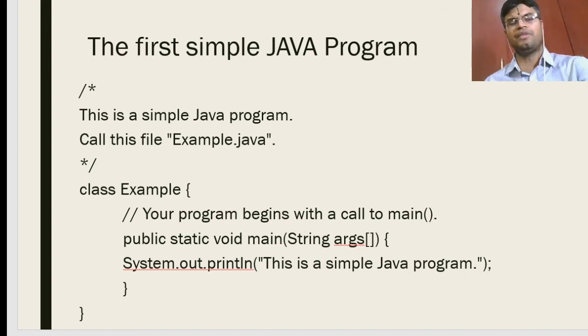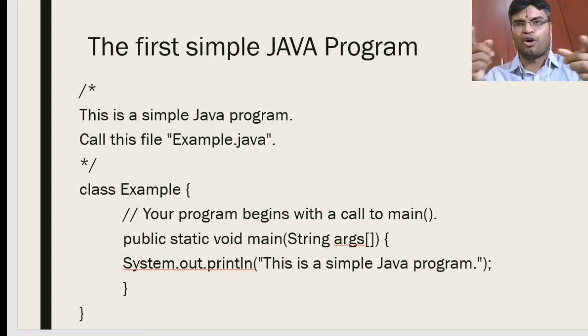In this particular program, I have declared a class called example; that is the name of my class. Within that example class, in the first line you can see 2 forward slashes, which is called a single line comment. What you saw at the top of the program is called a multi-line comment. Inside the class example, the 2 forward slashes and the sentence, your program begins with a call to main, is a single line comment, guys. The line after 2 forward slashes will not be compiled or executed. It is just a comment.